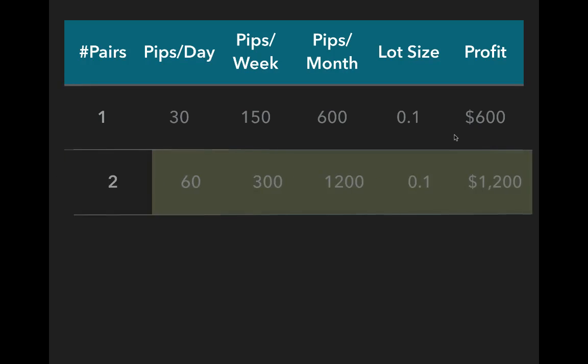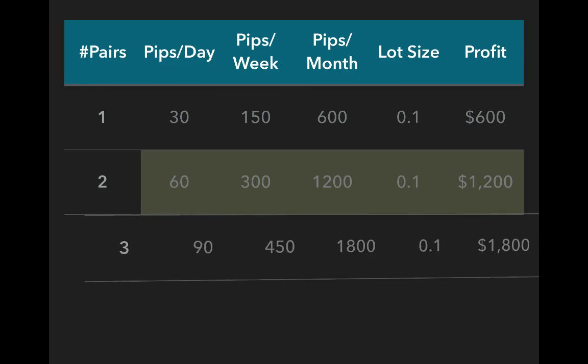And then let's take it up to 2 pairs a day now. If you master that and you get comfortable with it, now you can move up to 2 pairs. Now you're catching 60 pips a day, 300 pips a week, and 1,200 pips a month. That's $1,200 in your pocket for doing the same work, really. Not really changing much. You're just adding a pair to your repertoire, but it's not that much more extra work that you're doing, right? Let's go up further, right?